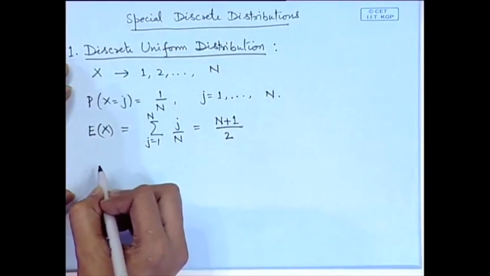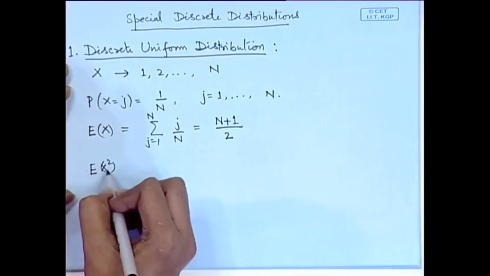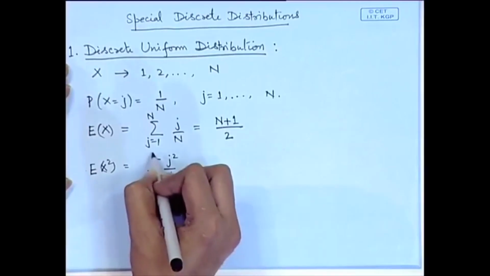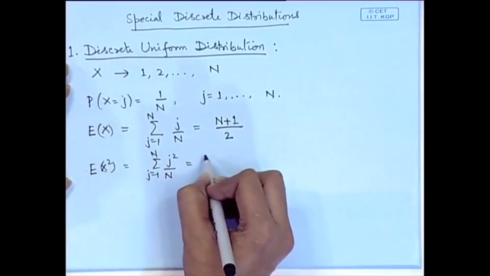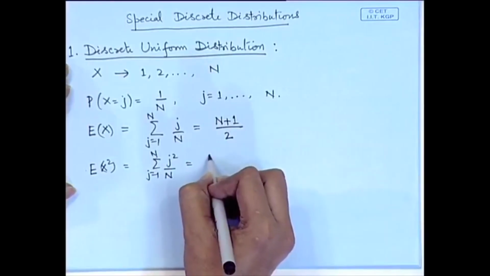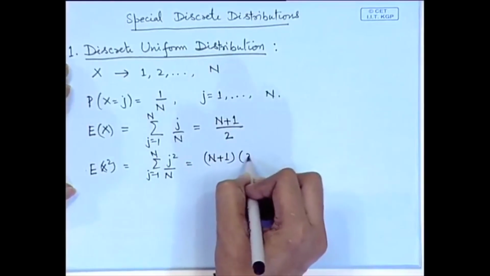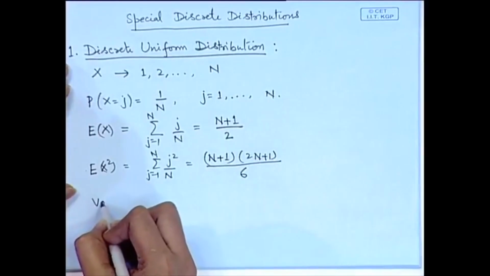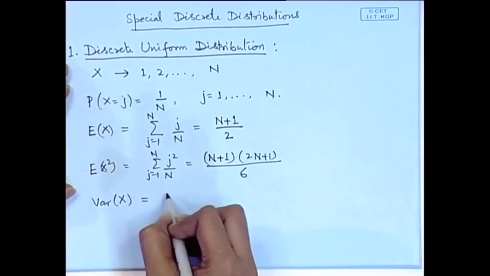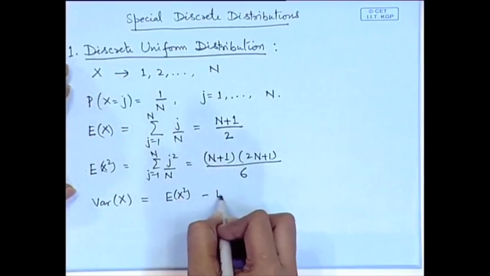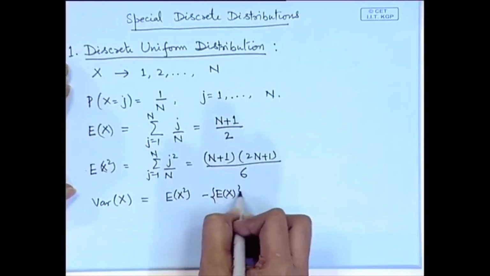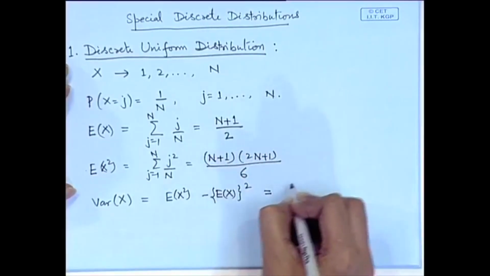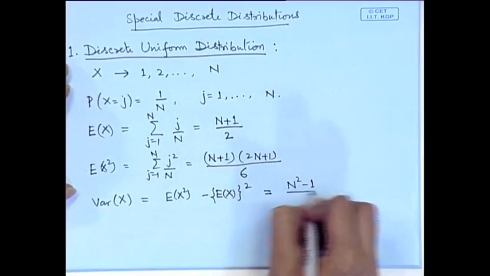If you want to calculate the variance, we can use expectation of x square, that is equal to sigma j square by n, j equal to 1 to n. The sum of j square is n into n plus 1 into 2n plus 1 by 6. So, expectation of x square turns out to be n plus 1 into 2n plus 1 by 6, and therefore, variance of x is equal to expectation of x square minus expectation of x whole square, that is this quantity minus this square. After simplification it turns out to be n square minus 1 by 12.